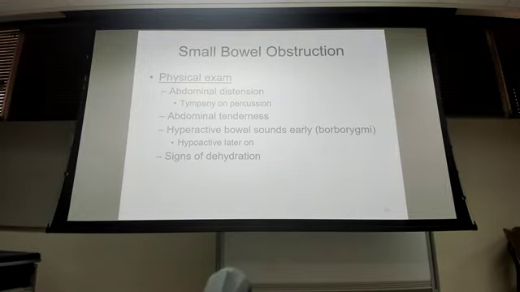Abdominal distension is what you're going to find in an exam. Tympany, there's air in that small bowel, and tenderness. We didn't really have the tenderness or the tympany to percussion with the acute paralytic ileus. So that should be one of your clues. Early in this obstruction, hyperactive.